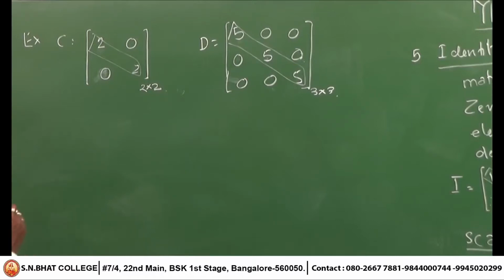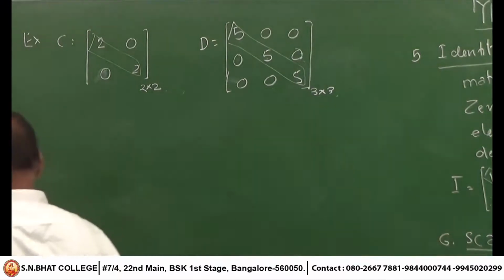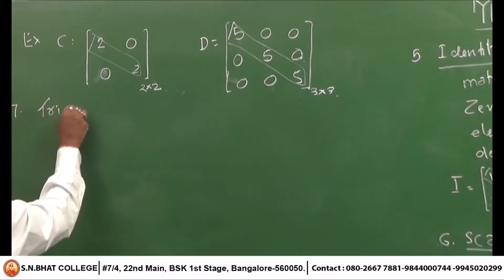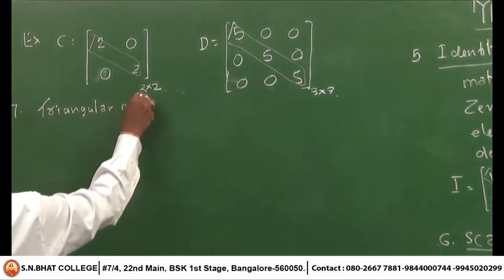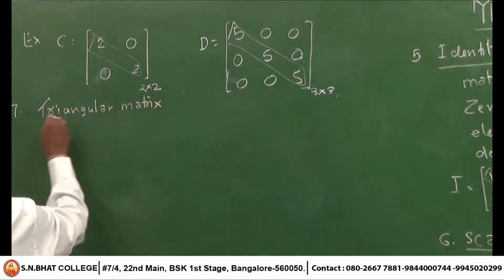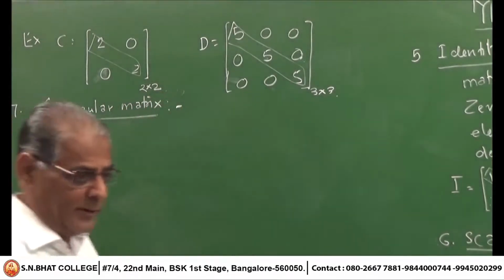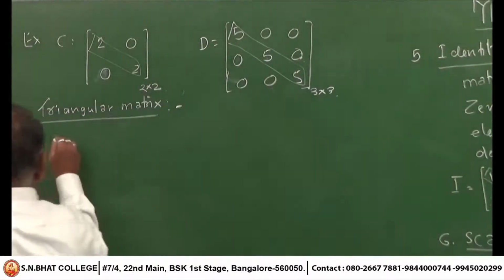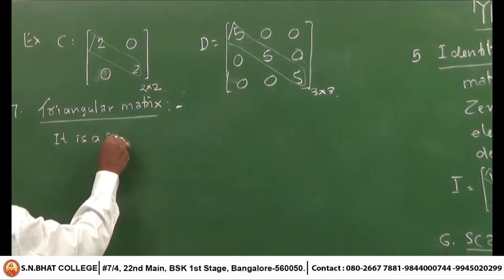Next one is the seventh one, triangular matrix. Seventh one is triangular matrix. It is a square matrix.